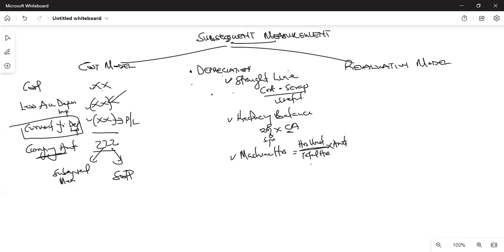All right. So what we need to know is the useful life. You all know the useful life is the time the asset will take. All right, so that is that. So this one helps us with this cost model. All right, then let's come to the revaluation model. We will talk about what we call revaluation.